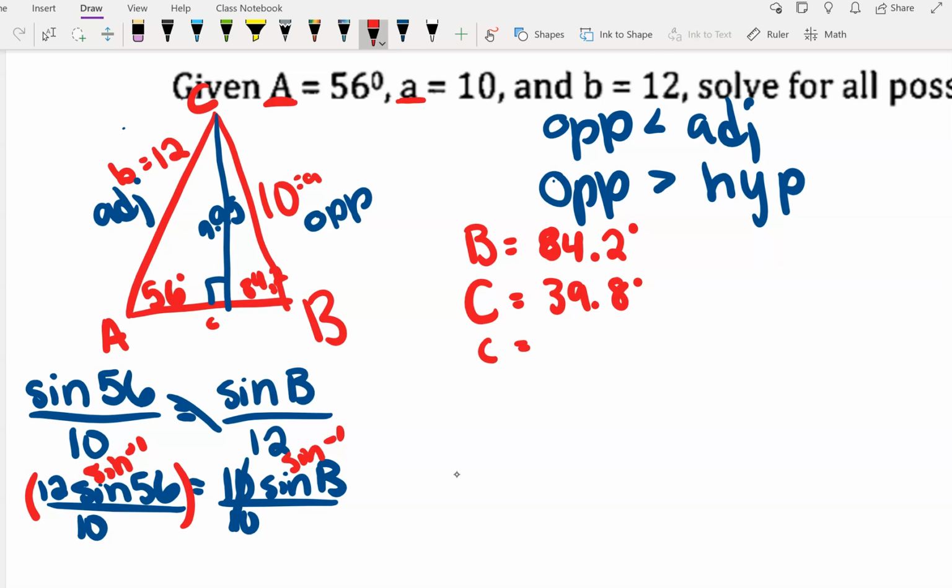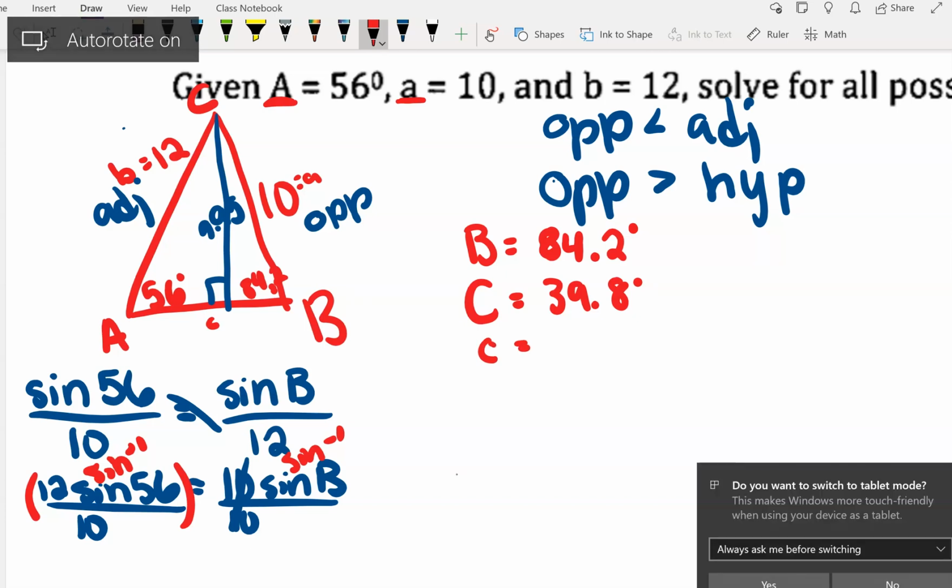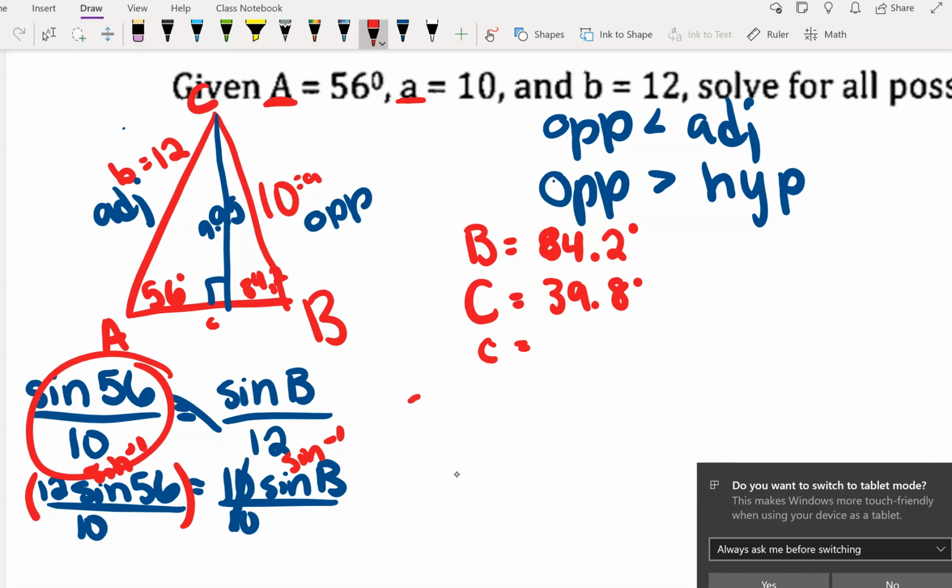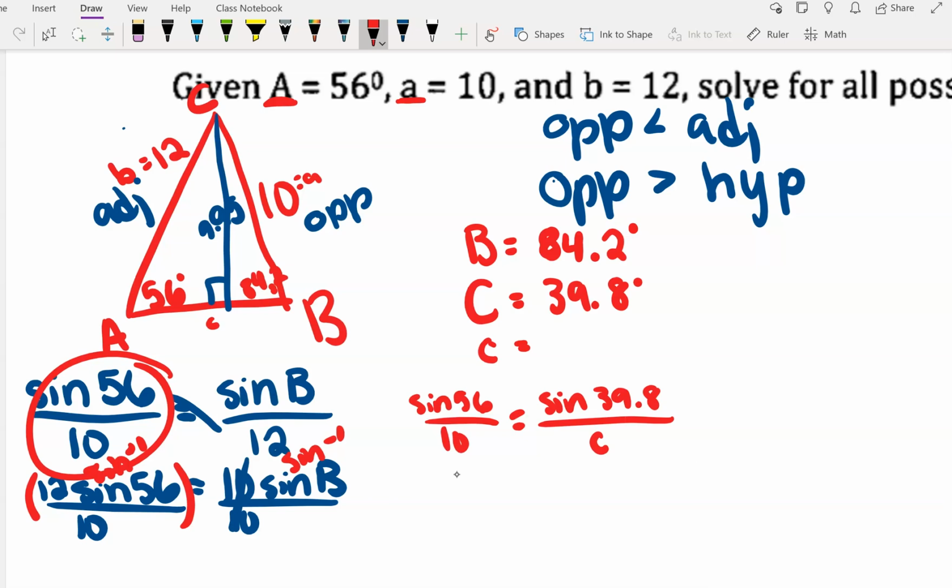So I'm going to use law of sines again to find little c. I'm going to use this sine 56 over 10 again. But I'm now going to set that equal to sine of angle C, which was 39.8, over little c. Again, cross multiply. c sine 56 equals 10 sine 39.8. Divide both sides by sine 56. And that will get rid of the sine 56 after the c.